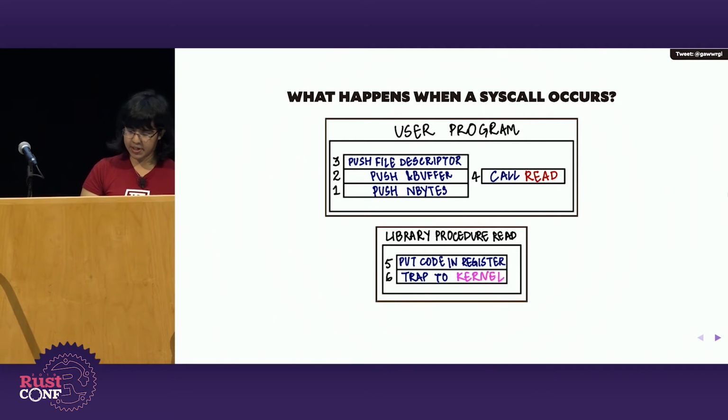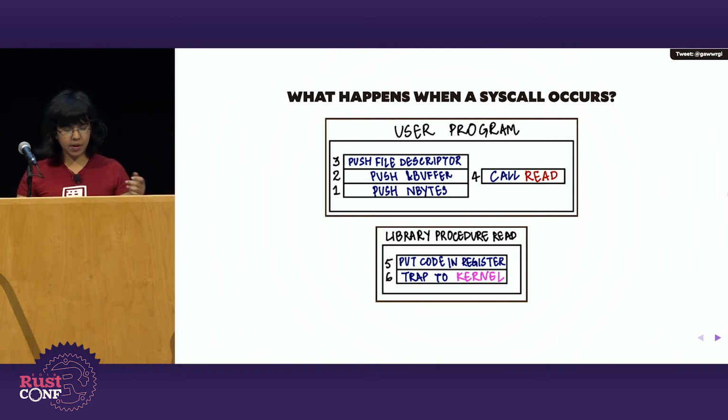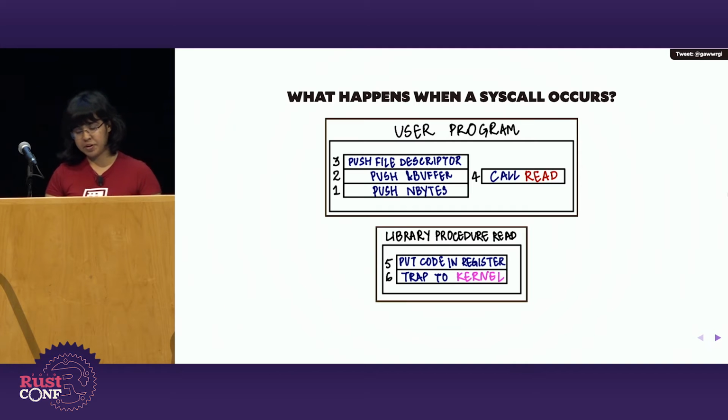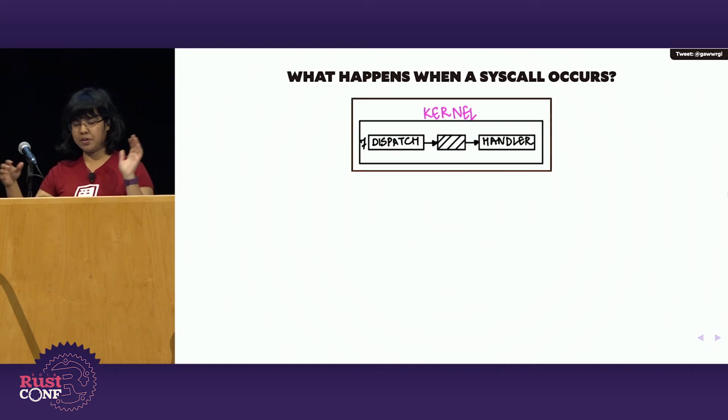call in a register. So each system call has a number associated with it. For example, read is 0, open is 2, and so on. So you put the code in the register, and you send a trap to the kernel. And then now there's a context switch, and you go to the kernel.